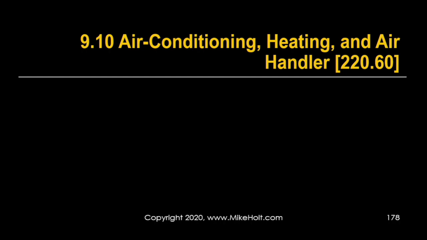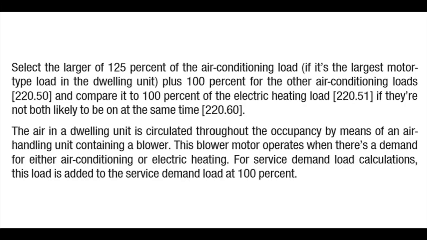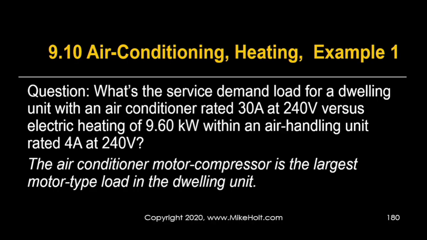All right, air conditioning, heating, and air handler. So remember, if that air conditioning motor is the largest motor that they give you, we're going to have to do that at 125%. And I can tell you, in most of the calculations that I've ever seen on the exams, that's the only motor they give you, so that's going to be the largest one, right? And we're going to compare that to 100% of the heat, okay? And so we're going to pick the largest of those two loads because they're non-coincident loads. They're not loads that are going to be there at the same time as the other, all right?